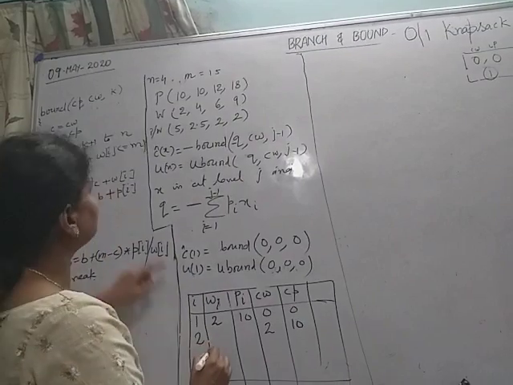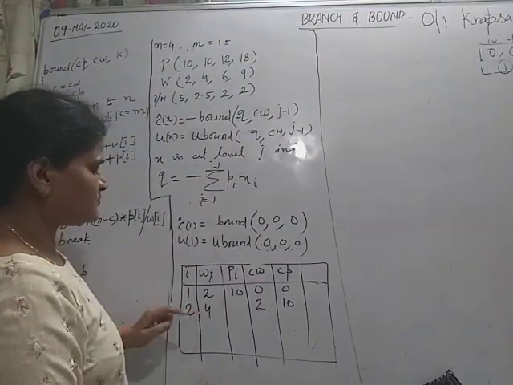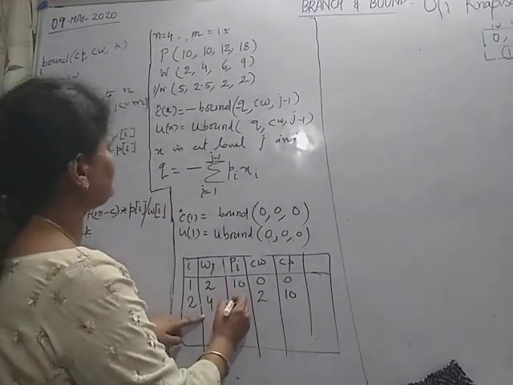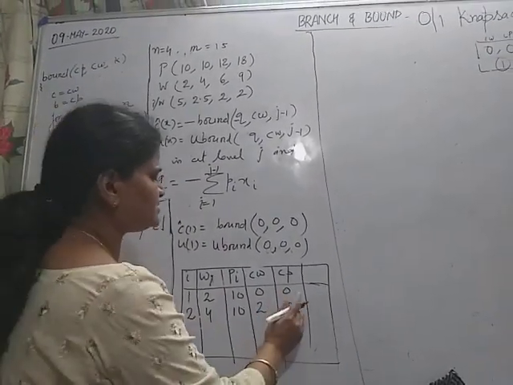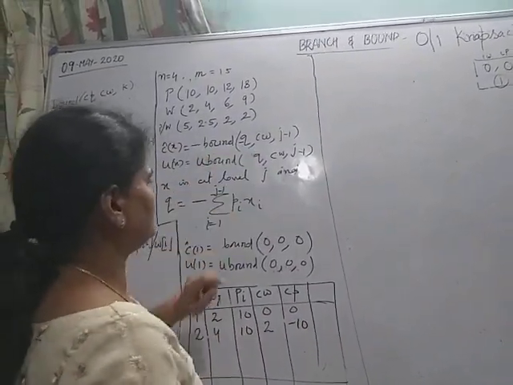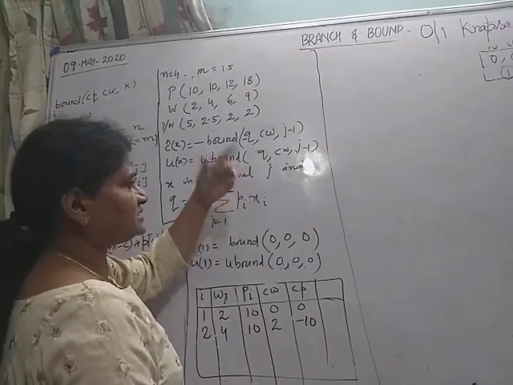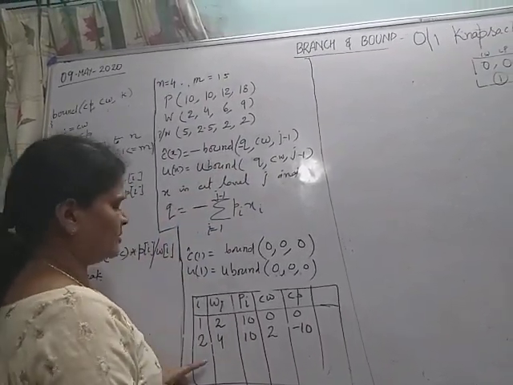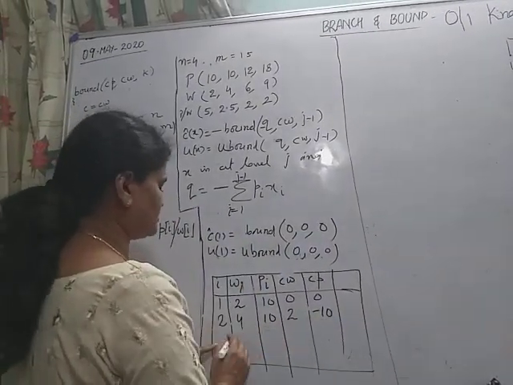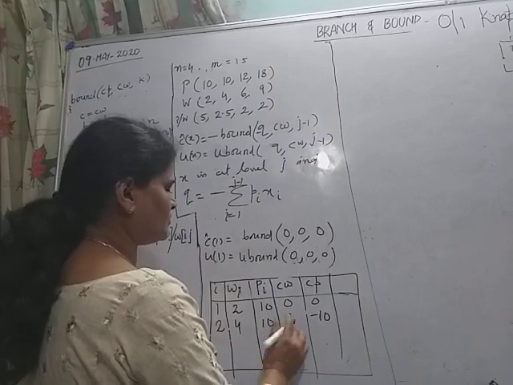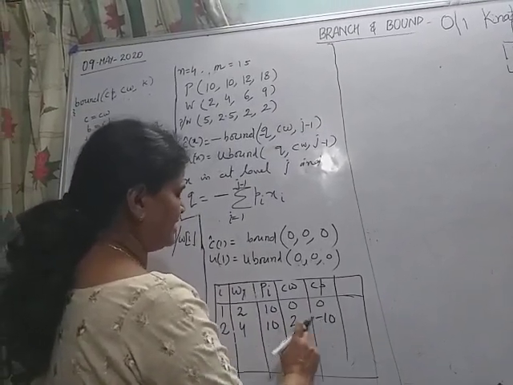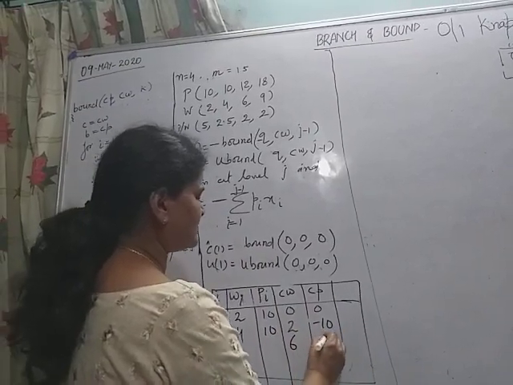I will be 2, W is 4. 4 plus 2, 6 is less than or equal to 14. So simply its profit is 10, so this is minus 10, as I am calling here profit in minus. And then 4 plus 2, 6 less than or equal to 14, so this is also added. The 6 is the new weight, and minus 10 and minus 10 is minus 20.